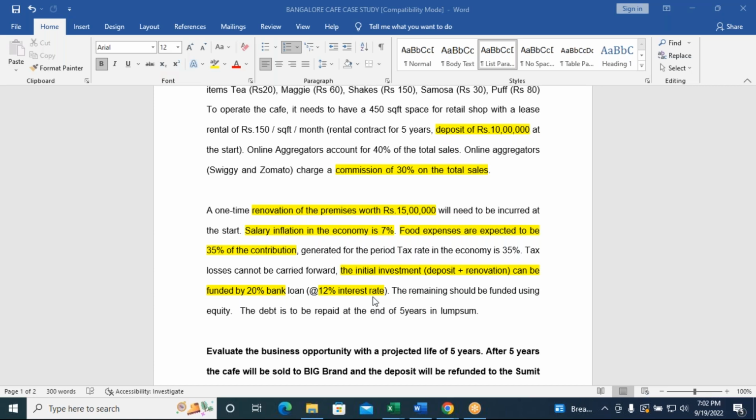Understood? Yes, ma'am. So any doubt in the second paragraph?